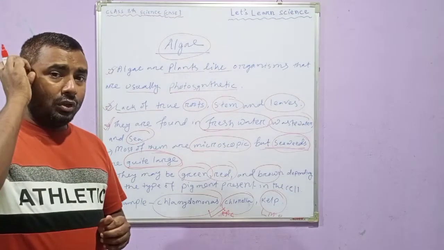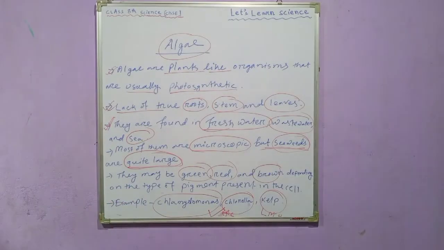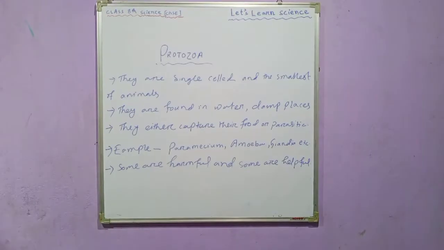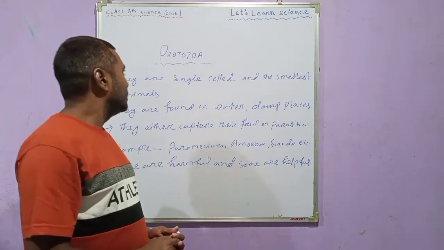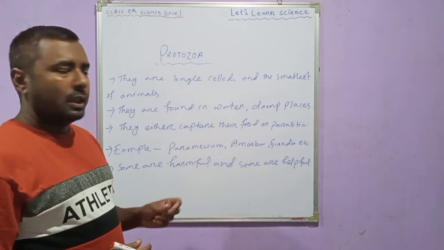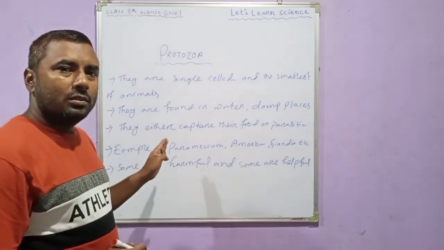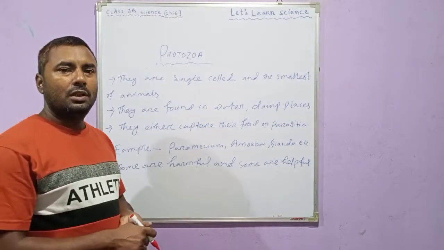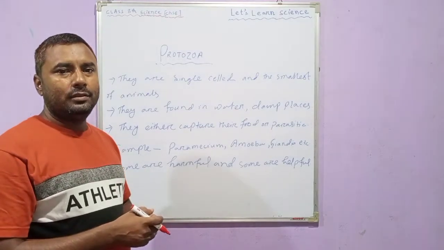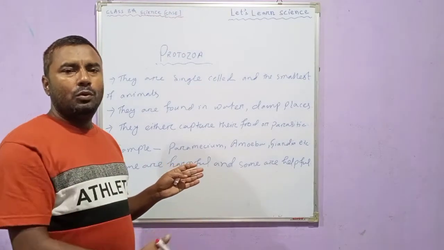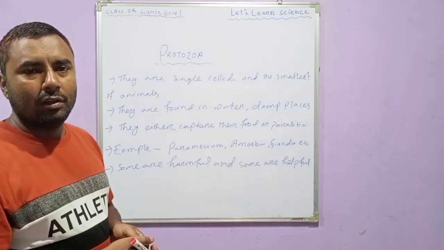Now let's see the next category, that is protozoa. Just a few minutes before, we discussed fungi and algae. So what do we come to know about them? We come to know that they may be unicellular or multicellular.